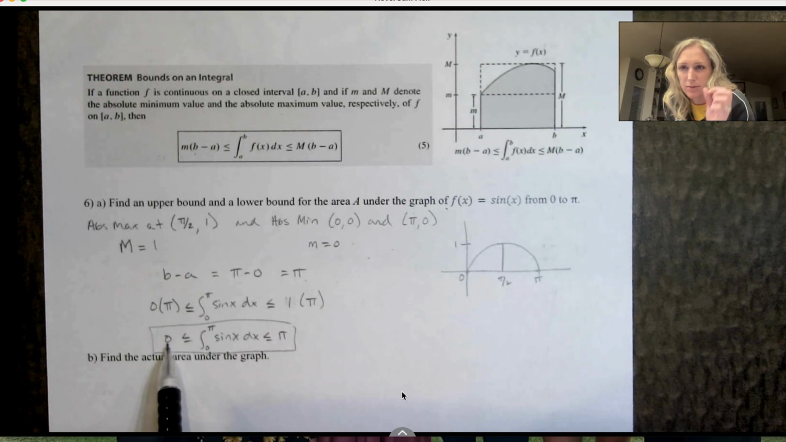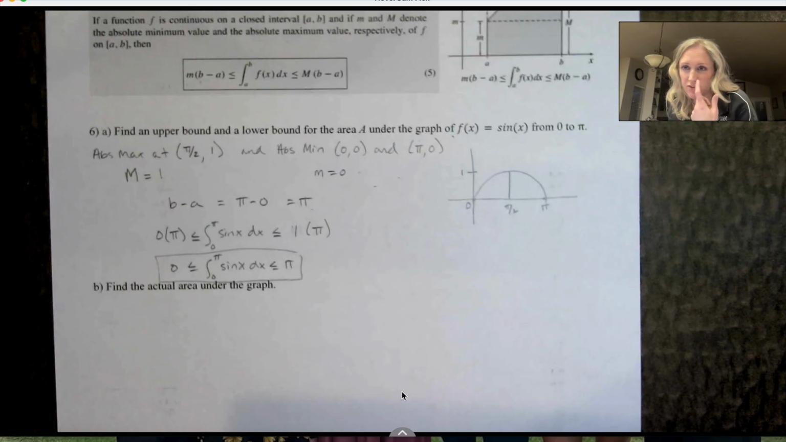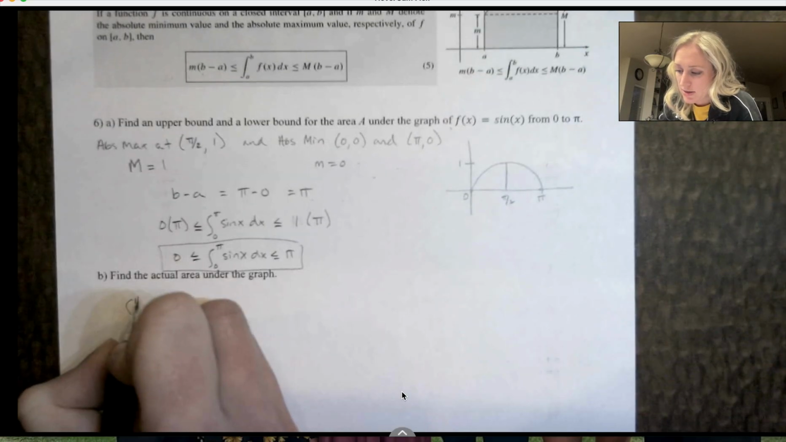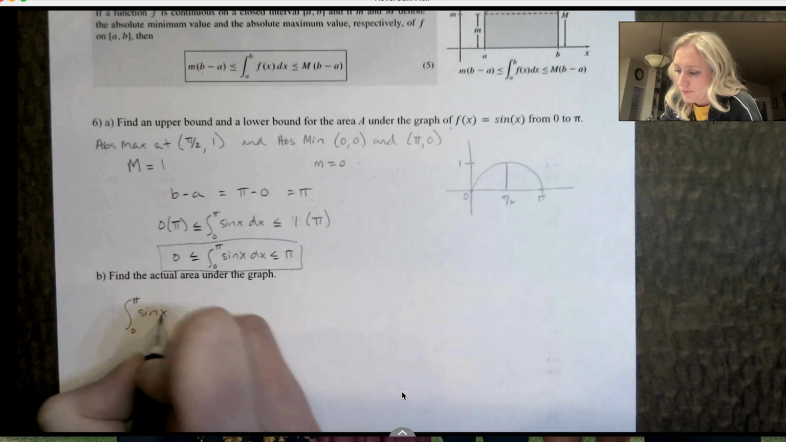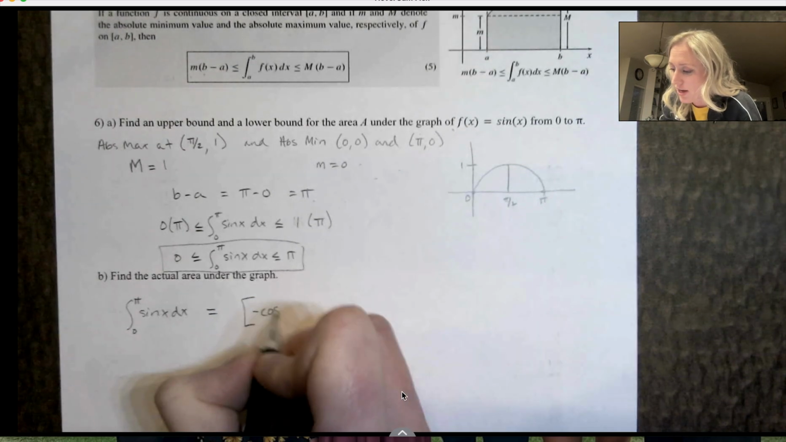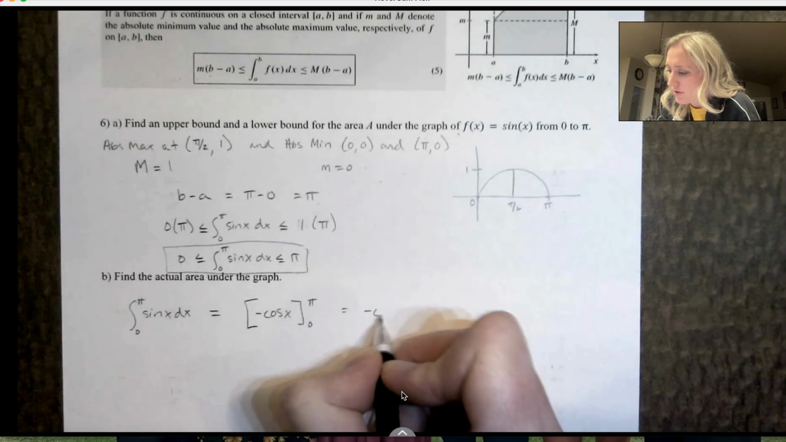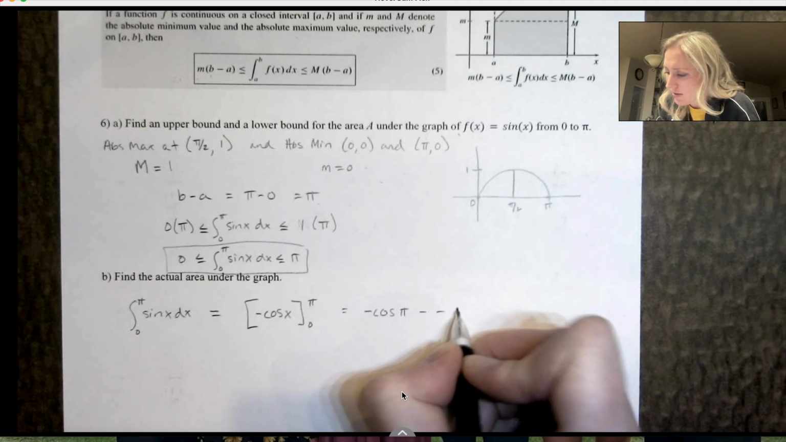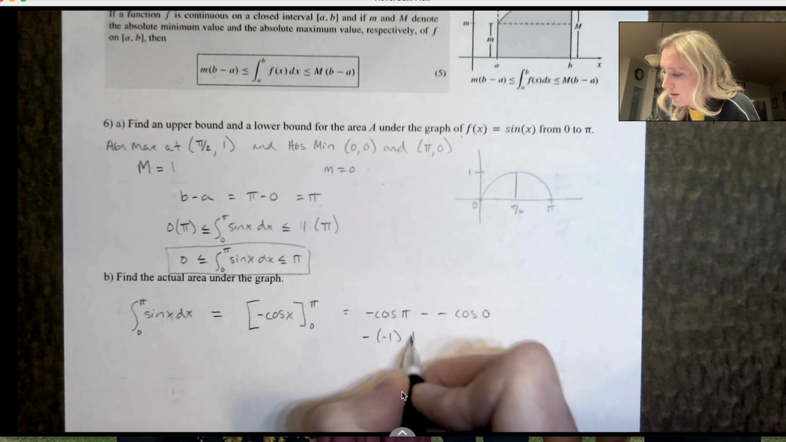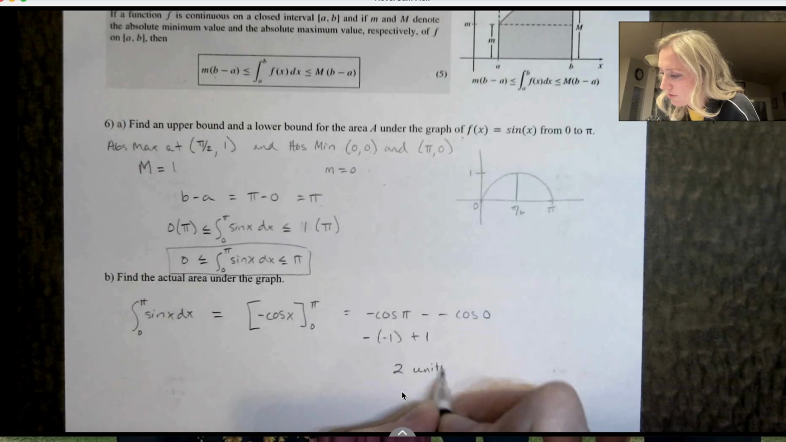So our absolute min times the difference in our interval, and then our upper bound is the absolute max times the difference in our interval. Okay, now it says find the actual area. So now that just means let's evaluate this integral, okay? So I'm going to do what I've been doing. The antiderivative of sine is negative cosine, and we're going to evaluate that from 0 to pi. So we've got negative cosine of pi minus negative cosine of 0. So we got negative 1 plus 1 gives us an area of 2 square units under the graph.